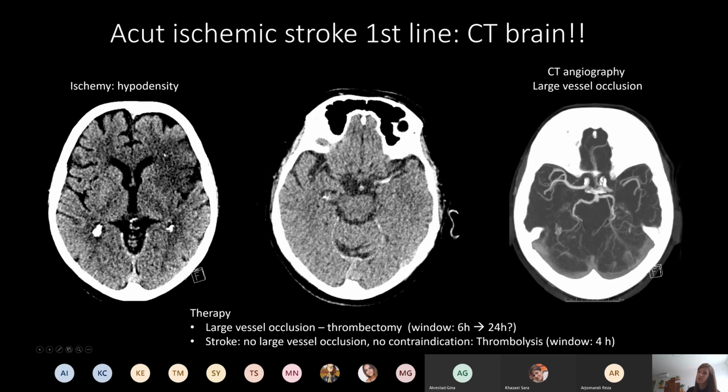Oh, the other reason why you order a CT brain without contrast is to exclude bleeding. That's important. I forgot to tell you that. If there is bleeding on the CT scan and a stroke, bleeding is a contraindication for thrombolysis, so they will not thrombolyze the patient. Okay, so one reason is to detect the stroke itself, the other reason is to exclude bleeding.